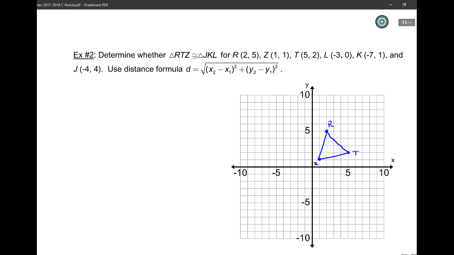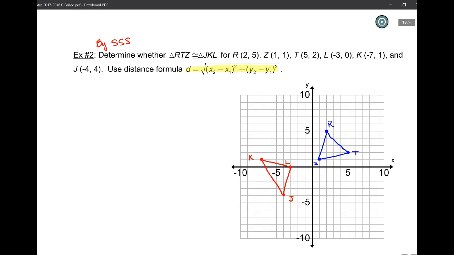RTZ. We want to compare that to JKL, so L is at (-3, 0), so here's L. K is (-7, 1), so there's K. And J is at (-4, -4), so right here. So we want to determine if these two triangles are congruent. We're going to try to find that by side, side, side. So if we can check the measures of each of their sides, we can compare them and see if they're congruent.